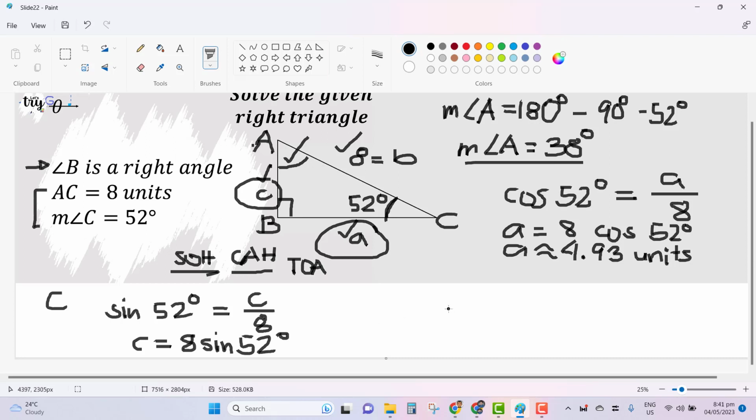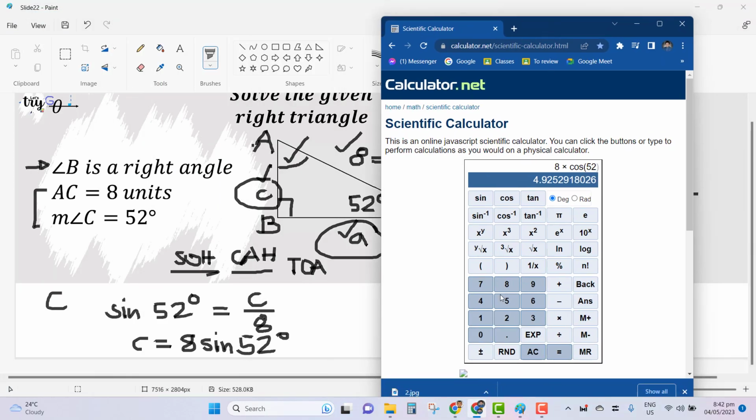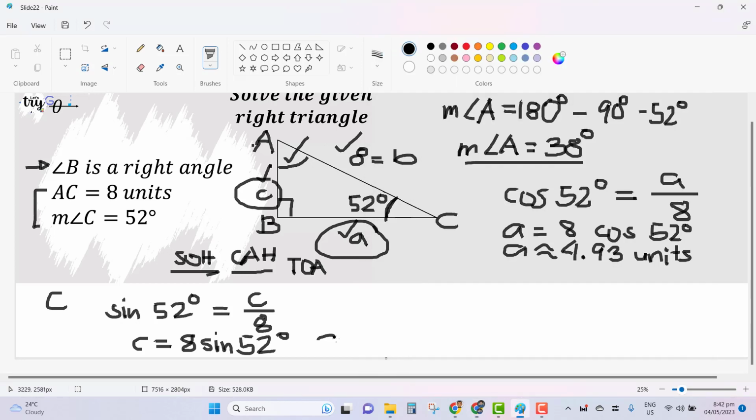So we are going now to approximate it using this calculator. We'll have here 8 sine of 52 degrees. That's 6.30. Again, approximately 6.30 units.